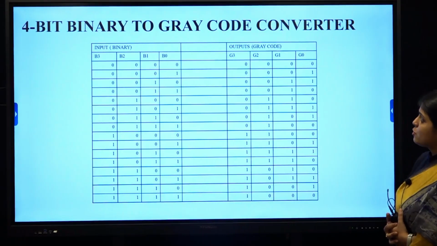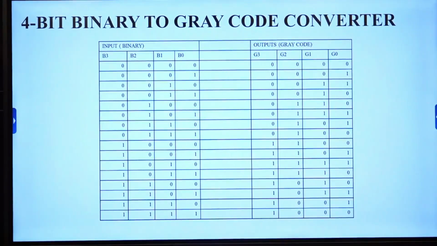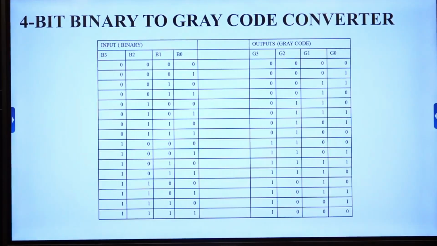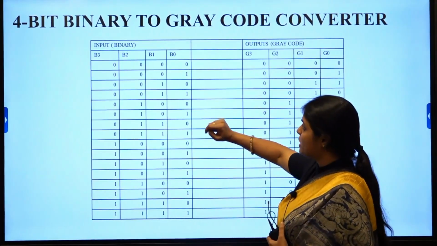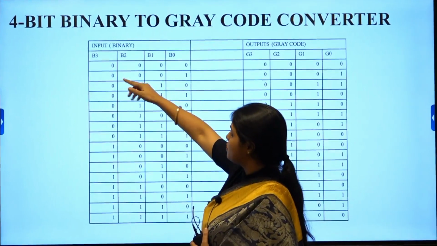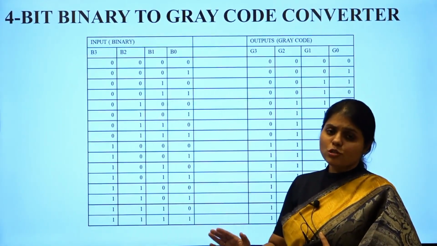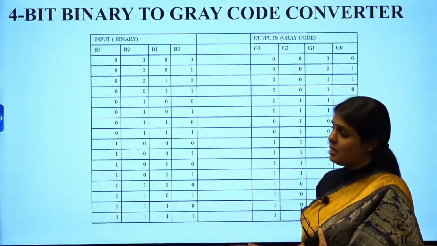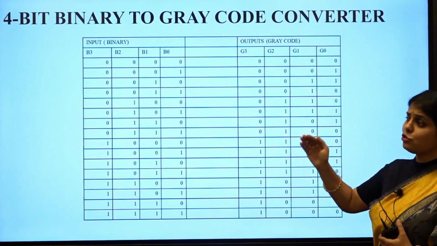First let's look into one type of code converter, which is the 4-bit binary to gray code converter. Here in the input we have binary numbers. Since we have taken 4-bit binary to gray, I have a 4-bit input B0, B1, B2, B3, with all 16 combinations, 0 to 15, from 0 0 0 0 to 1 1 1 1. Similarly, the output here is gray code. I want to convert the input binary into gray code.